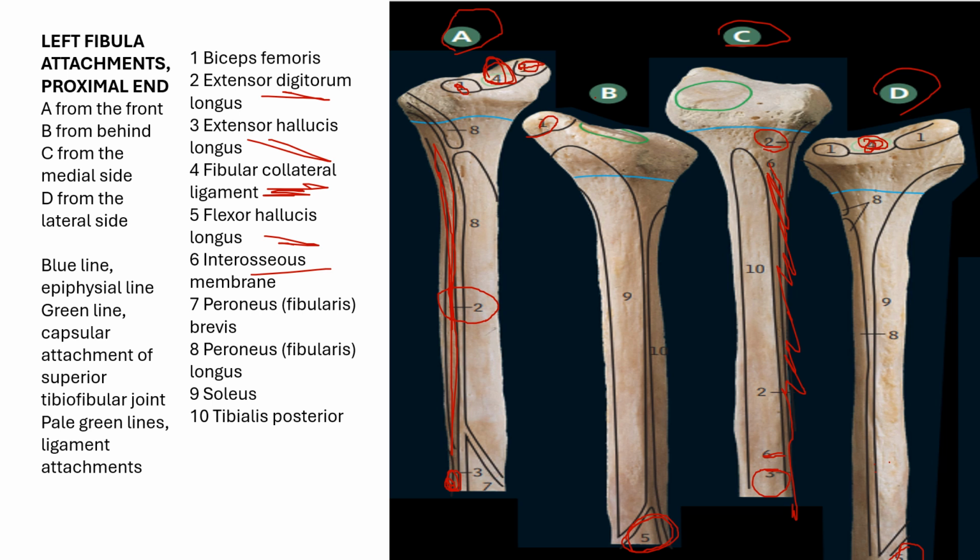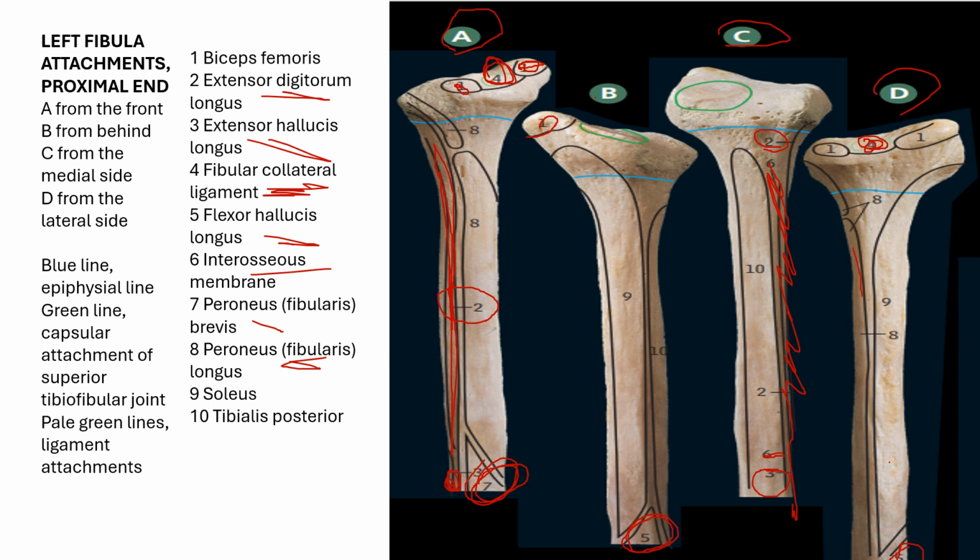Okay. So the seventh one is the peroneus brevis. Here is the anterior surface. We can see that the seventh one is the peroneus brevis. So it also originates from the inferior two-third of the fibula and inserts at the tuberosity of the fifth metatarsal.